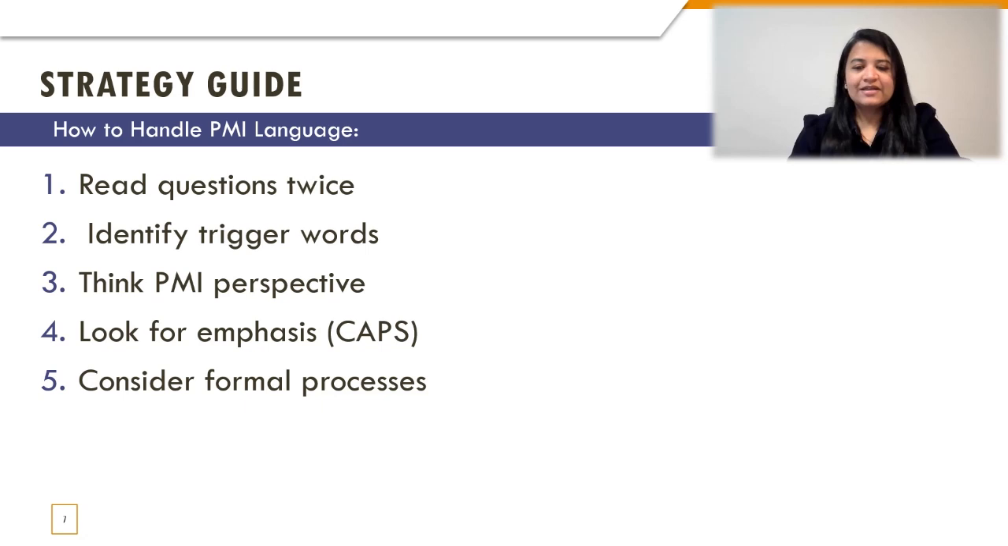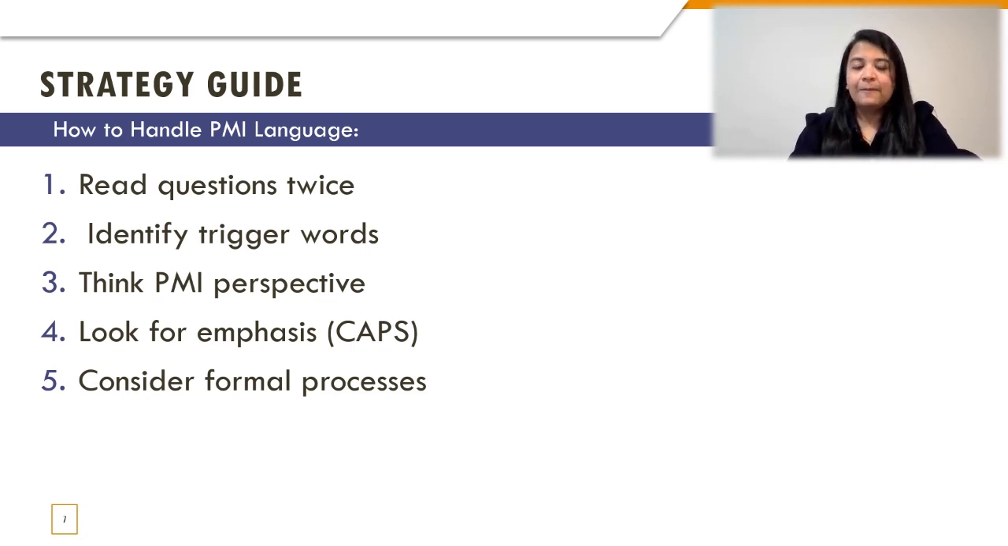So first one is to read the question twice. Now you are supposed to read the question twice always. First to understand the scenario given in the question, and the second to spot those PMI trigger words that we just discussed. So you are going to read the question twice for satisfying these two scenarios. First to understand the question, second to spot those trigger words.